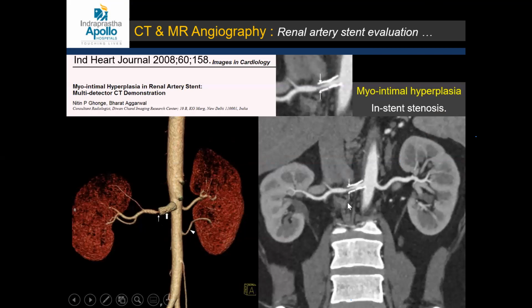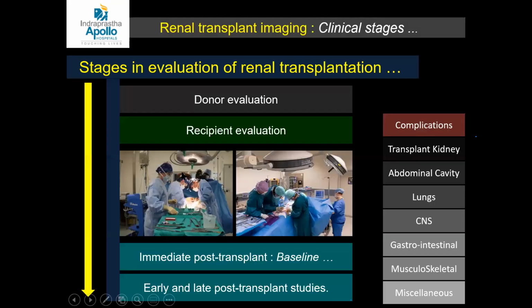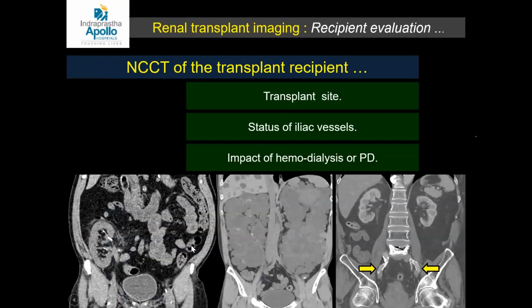The CT angiography is a better modality to study the stent-related stenosis in the renal artery. When we talk about renal transplant, it needs imaging at different stages: for donor evaluation, for recipient evaluation, for immediate post-transplant assessment, and for early and late post-transplant studies.